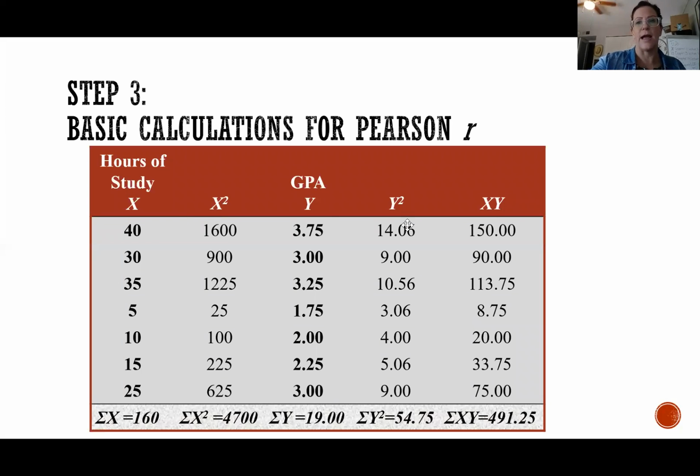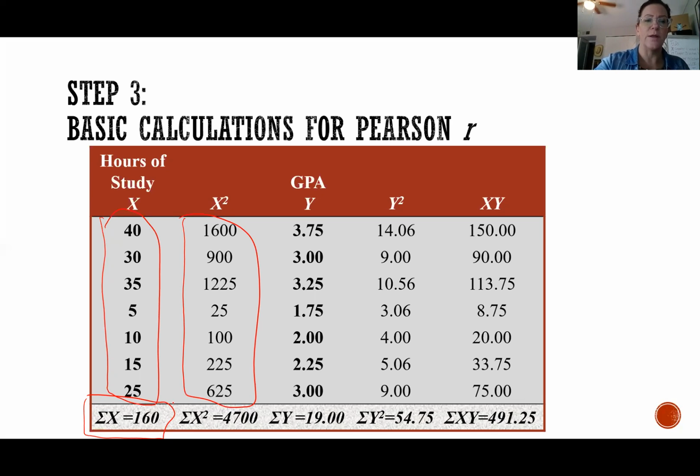Now we can actually start calculating the Pearson R, and here's the basic calculations. This is what you're going to need. You're going to have to add up all your X scores. So you're just going to take the sum of those X's, and here's your sum of X right there. And then you're going to do just like before. You're going to square every individual X and add them up, and that's what's going on here. So we can get that sum of X squared.